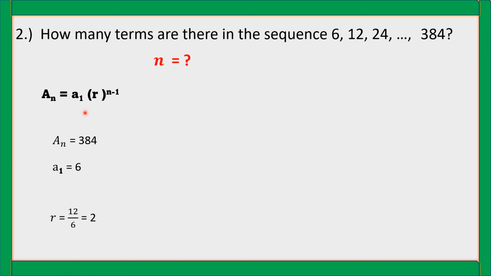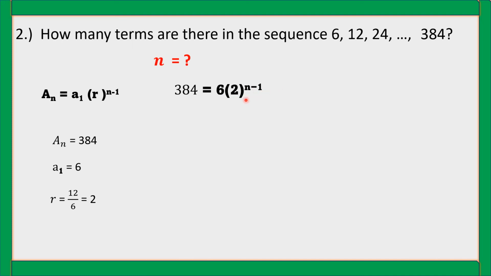Pwede naman natin isolve yung value ni r or nung common ratio natin. So, i-divide natin yung second term sa first term. Ito ang pinakamadaling gamitin. So, 12 divided by 6, the answer is 2. And then, n is the unknown. Okay, so substitute na natin dito sa ating nth term ng geometric. So, the last term is 384. The first term is 6. The common ratio is 2. Then, copy n minus 1.